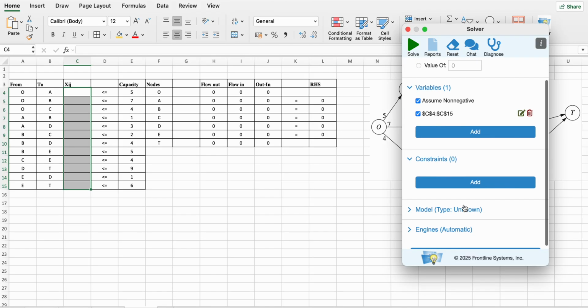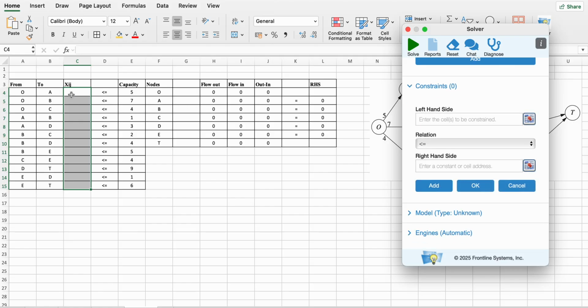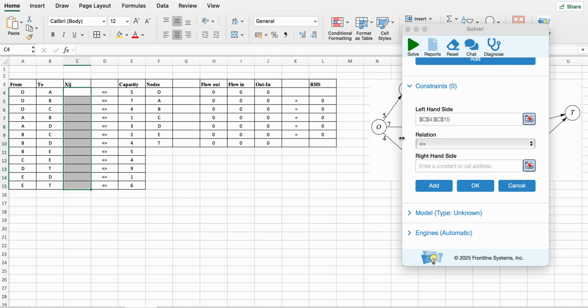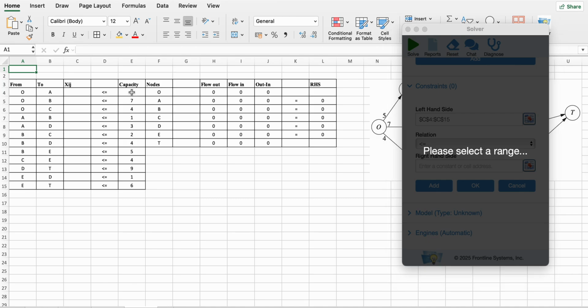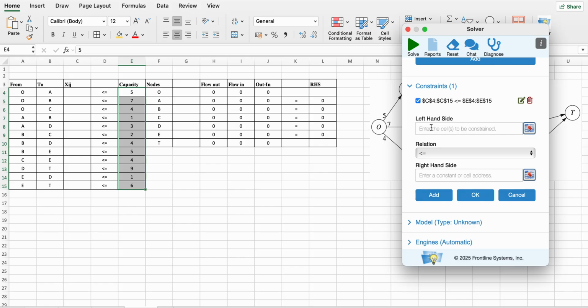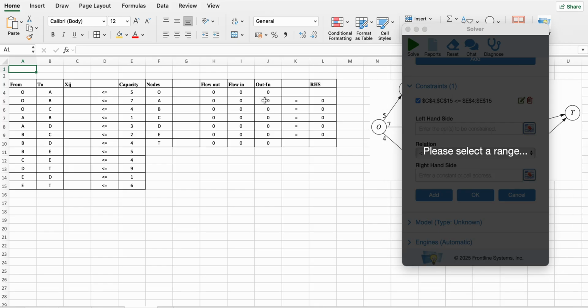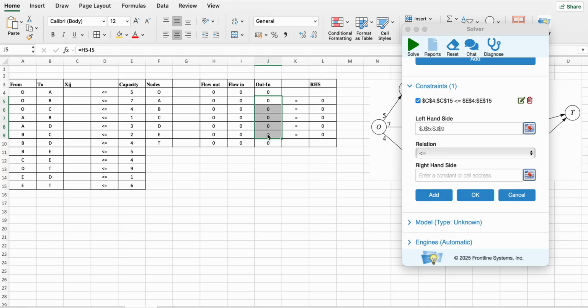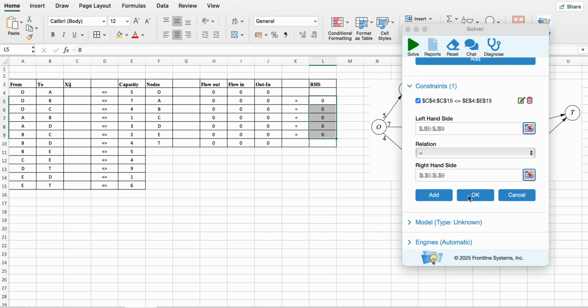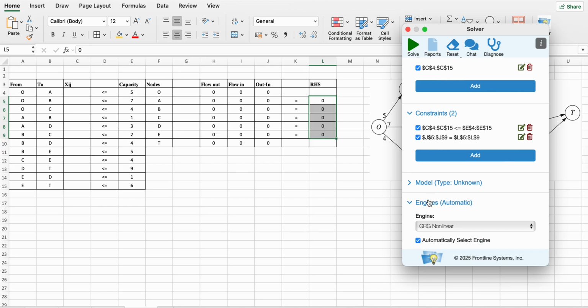Now constraints. First is flow should be less than or equal to capacity. Next is out minus in for the transshipment nodes should be equal to 0. Now using Simplex LP, and solve.